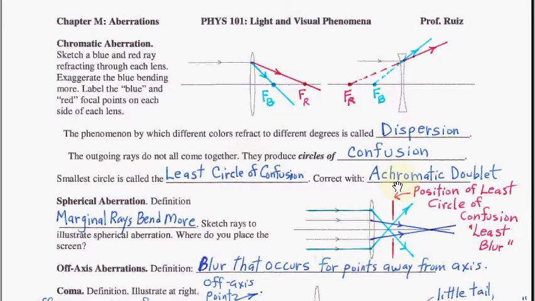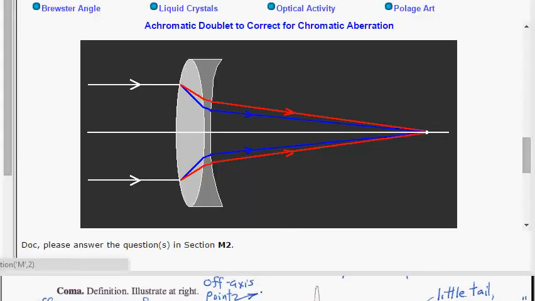We can use an achromatic doublet to correct for the aberration. Here is an achromatic doublet. A doublet means two lenses. Here you have your converging lens where you see the blue bending more than the red, and a diverging lens with a different type of glass can bring the rays pretty much closer together and help to minimize this effect.